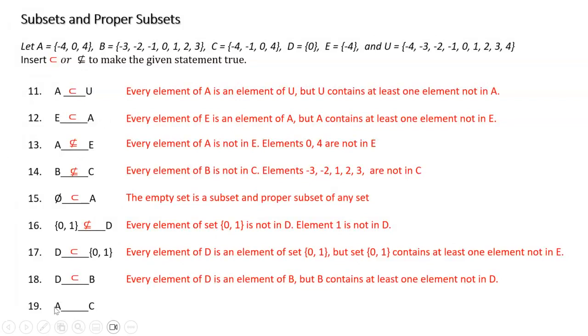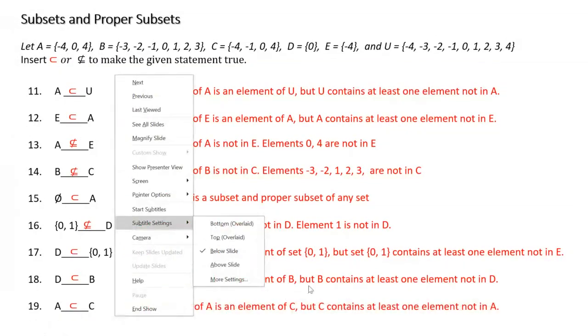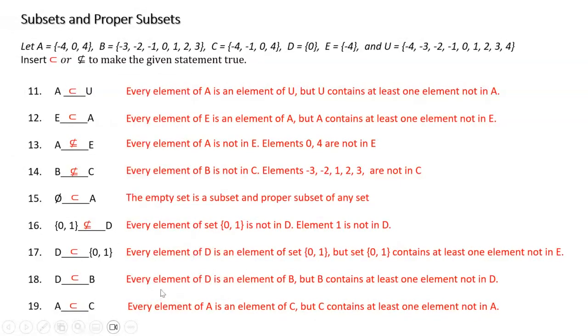Now let's look finally at 19. We have A, which is -4, 0, 4, and we have C, which is -4, -1, 0, and 4. So the answer here will be the proper subset because every element in A, which is -4, 0, and 4, is also an element in C. There's a -4, the 0, and the 4. So the answer will be the proper subset. And this is how you read it: every element of A is an element of C, but C contains at least one element not in A.